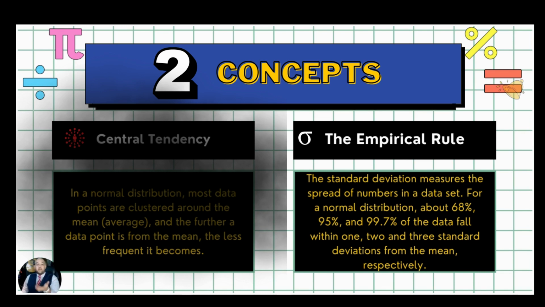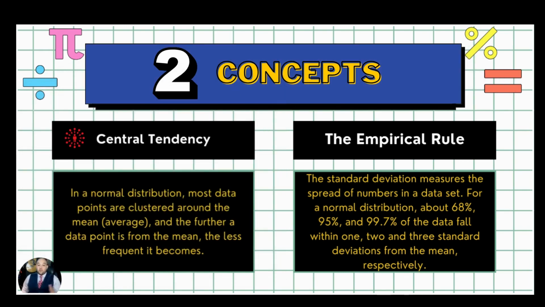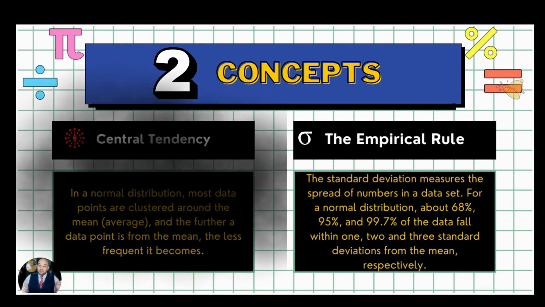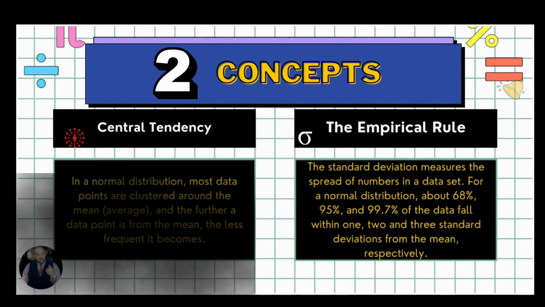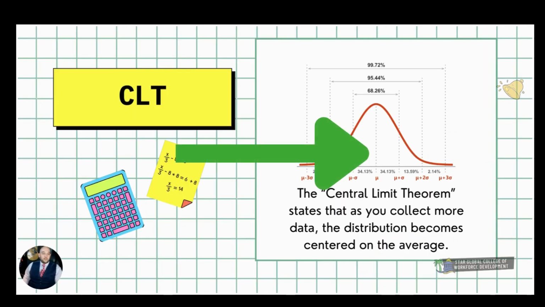So we call this an empirical rule. If we look over to the right, the standard deviation measures the spread of data in a data set. For a normal distribution, about 68%, 95%, and 99.7% of that data fall within one, two, and three standard deviations. You look at this and say 68, 95, and 99.7, right? Now, the central limit theorem, CLT, states that as you collect more data, the distribution is centered on the average.